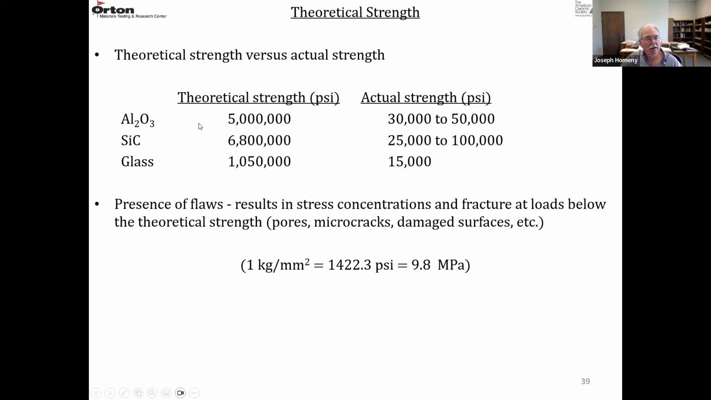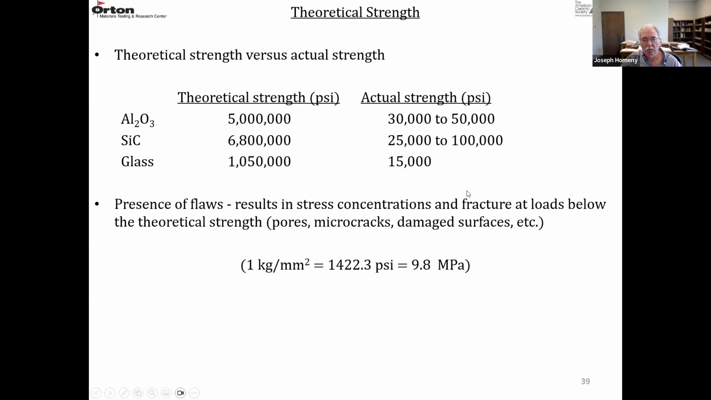If you take a polycrystalline alumina material and you go in the lab and you measure its strength, it's going to be 3,000 to 5,000 PSI. Silicon carbide, maybe 25,000 to 100,000 PSI, and glass, maybe 15,000. So the real strengths are actually much lower than theoretical strength.